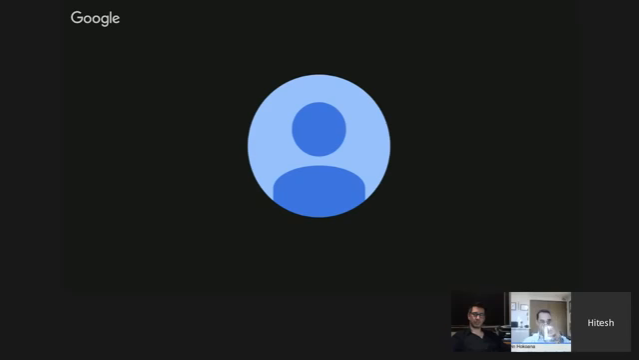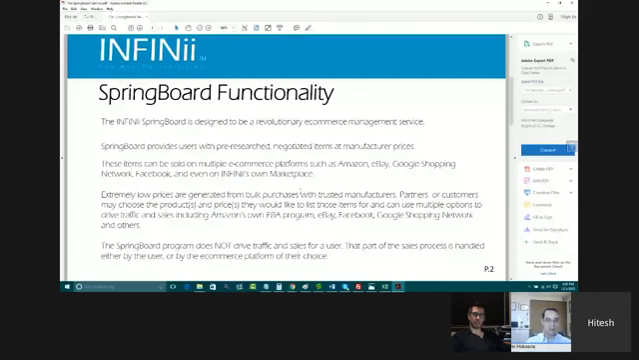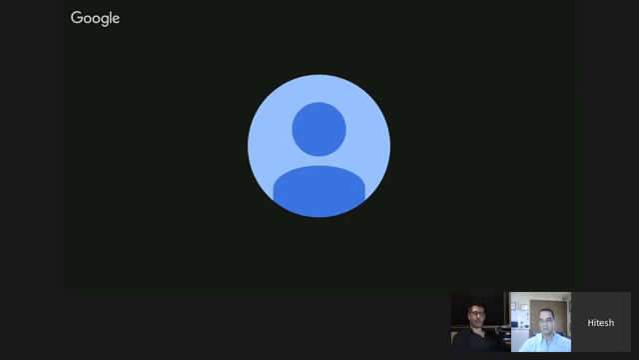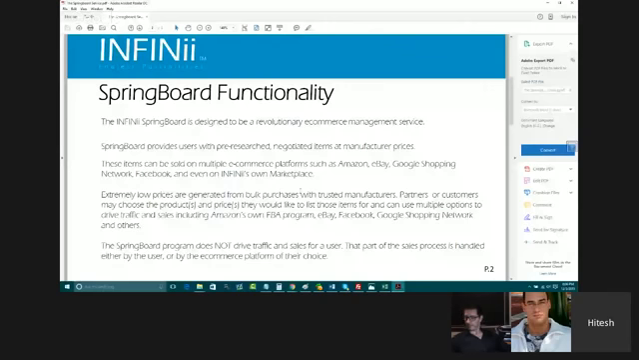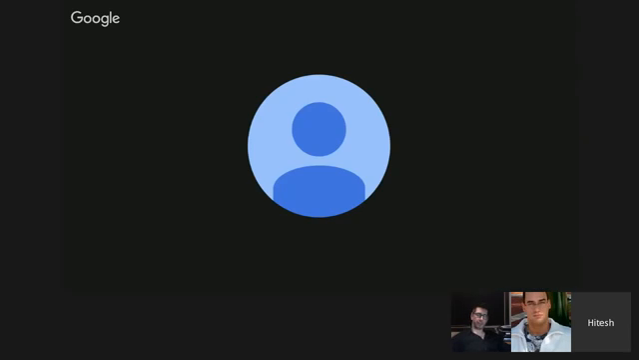The way it works is straightforward. We research some items. We have an awesome team of people who negotiate the items with the manufacturers on the pricing and how much quantity we can bring in, and so on. These items can be sold on multiple platforms. You can sell them on Amazon, eBay, Google Shopping Network, Facebook, and Infinii has its own marketplace, which we will touch upon in a short time.